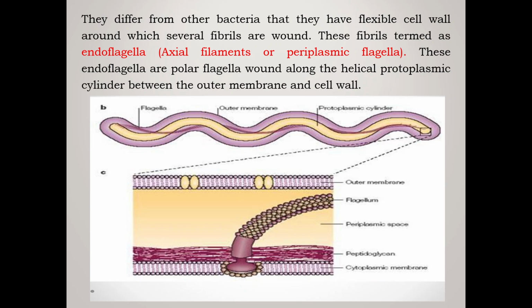Spirochetes differ from other bacteria in that they have a flexible cell wall around which several fibrils are wound. These fibrils are termed endoflagella, axial filaments, or periplasmic flagella. These endoflagella are polar flagella wound along the helical protoplasmic cylinder between the outer membrane and cell wall. On the slide you can see the structure of spirochetes.